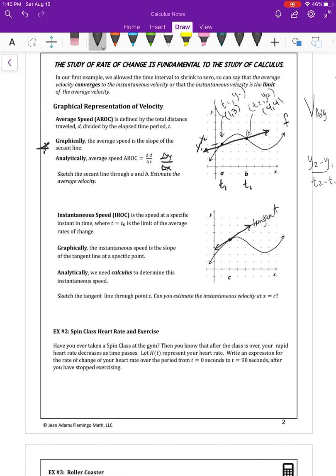So we're going to sketch the tangent line through C. And what we're going to do is redraw this so I can show you, trying to make sure that this line only touches at one point, so it's only touching at this point right here. And when we do that, we want to see if it goes nicely through another point, okay?